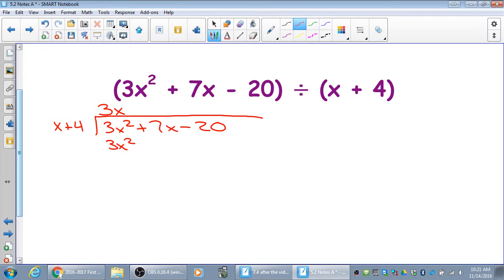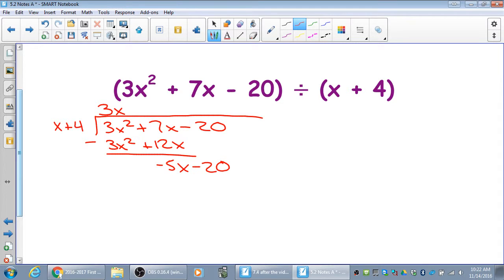So 3x times 4 is 12x. We can't match up both of them. We're not trying to. We're only trying to match up the very first one. After that, whatever happens, we're going to deal with it. Now we're going to subtract. That's what you do in long division. You always subtract. Negative 5x is what you get when you subtract. 3x squared minus 3x squared, that's 0. That's why we matched them up, to get 0. And then we're going to bring down the minus 20.